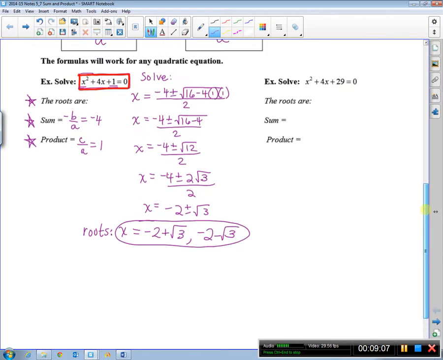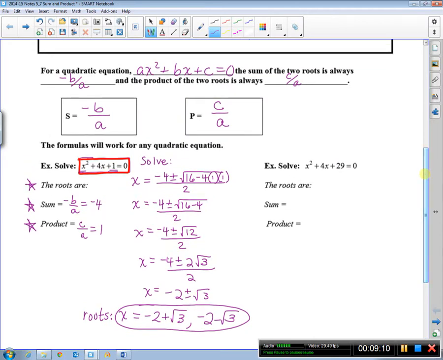So what's the connection today? The connection today is, what do I get if I add those roots together? What am I actually going to get? Well, that means we're going to do -2 plus the square root of 3, and we're going to add it to -2 minus the square root of 3. What do we get?